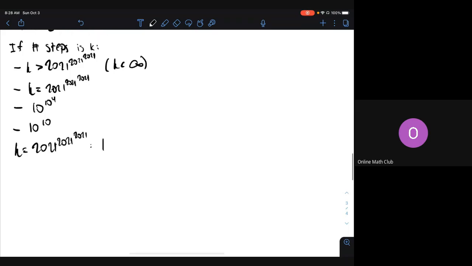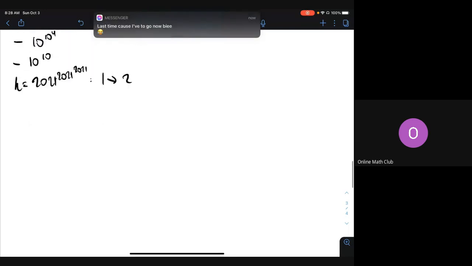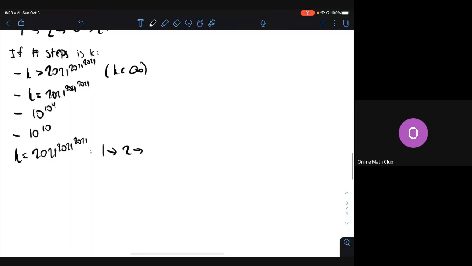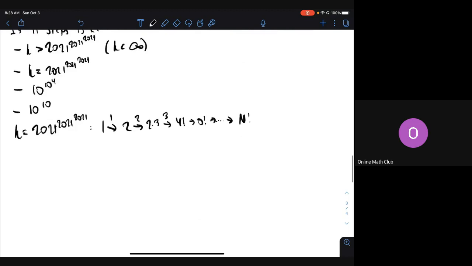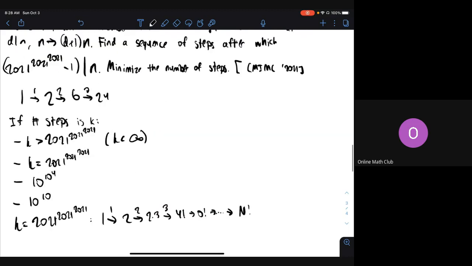With this, you go from 1 to 2, and this is the divisor 1. You use divisor 2 to get to 2 times 3, 6. Then you use divisor 3 to get 4 factorial, and then 5 factorial, etc., until n factorial. Let's just denote this number as n.